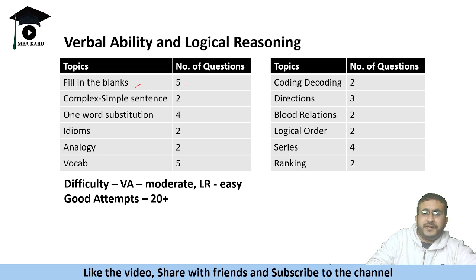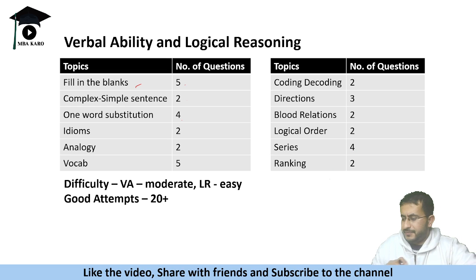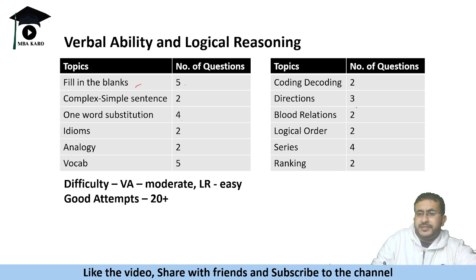Okay, so five questions on fill in the blanks, two on complex sentence to simple sentence conversion, four on one word substitution, two questions on idioms, two on analogy, and five on vocab. So total 20 questions. And in logical reasoning, there was coding decoding, direction sense, blood relations, logical order. This was very easy. Series and ranking based questions as well. In these, let me tell some of the answers.